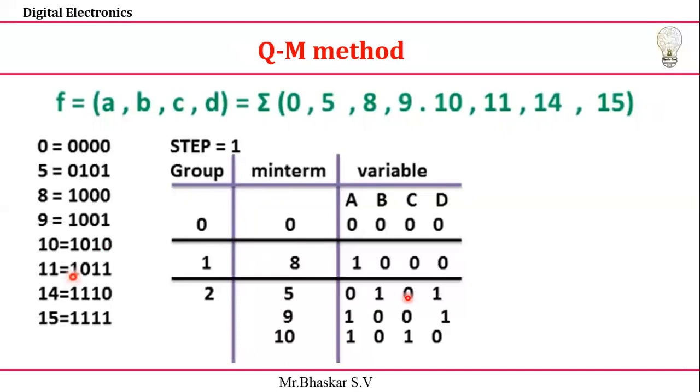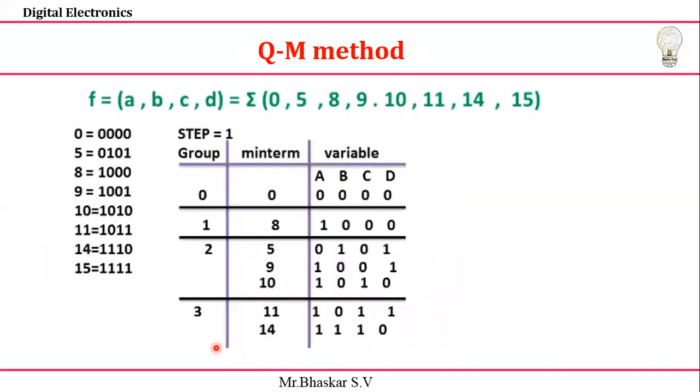Next, what is the step? Next is group number 3. It consists of 3 ones. Let's check: looking at 11 and 14, they consist of 3 ones, 1011 and 1110. So the minterms 11 and 14 consist of 3 ones, so the group number is 3. Next, looking for the 4 ones. Maximum it is 4 ones only, right? Because it's a 4 variable function, so the maximum is 4.